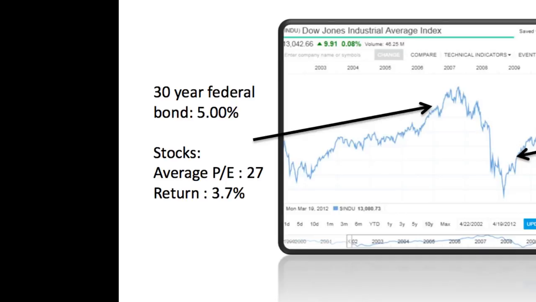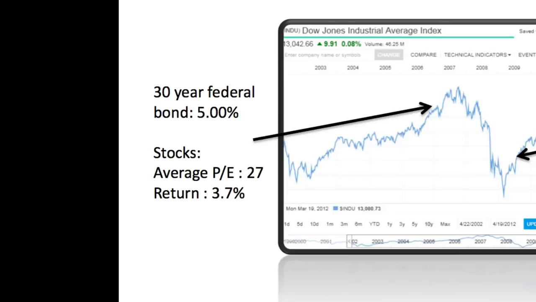So looking at the bond, a federal bond, which we've already established is almost a zero risk investment, it's making 5%. And if you were to invest in the Dow Jones Industrial Average, and your PE is 27, and you can only expect a 3.7% return, it's pretty obvious which investment is the better choice. That's the bond, because you'd be making 5% as opposed to 3.7%.